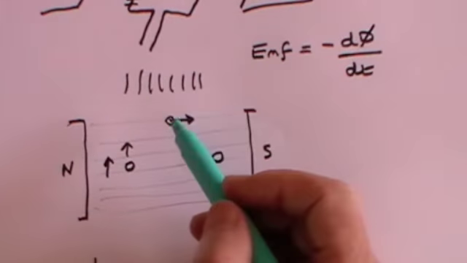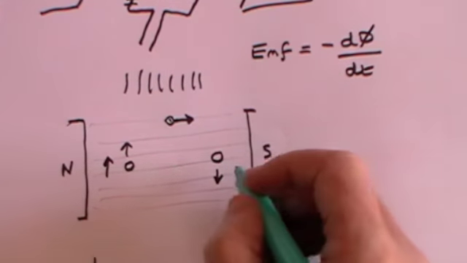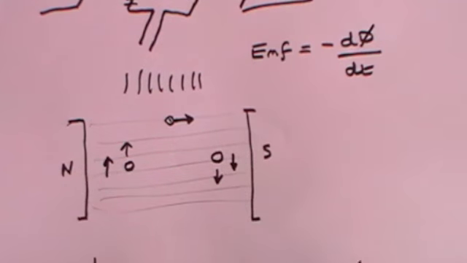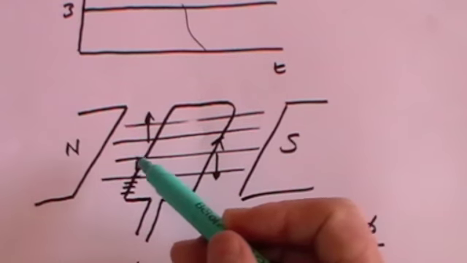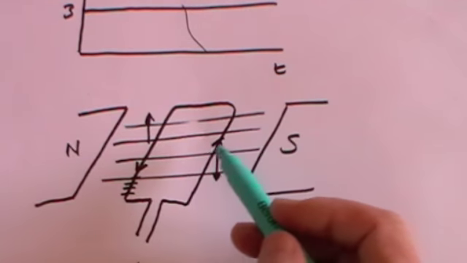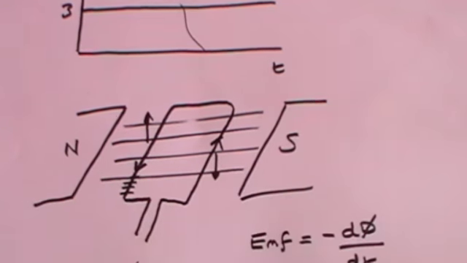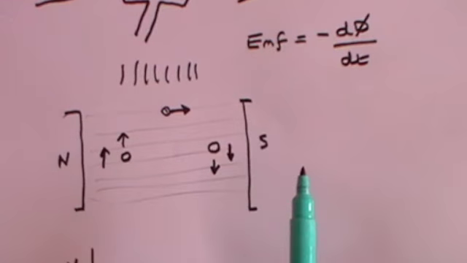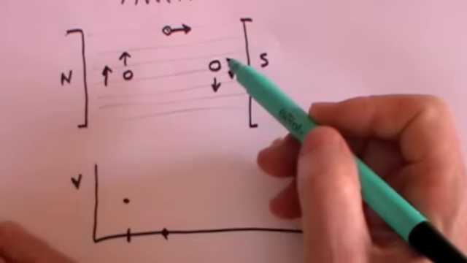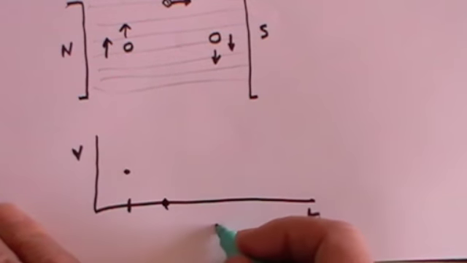Now what happens when the wire gets to this point here? Well, once again, it's going to be doing a maximum rate of change of flux. But look, something interesting is happening. When the wire was over here, the current was flowing downwards. But when the wire gets over here, the current will be flowing upwards. There's a change in the direction. So in other words, when we get to this point here, there will be a maximum voltage, but in the other direction.